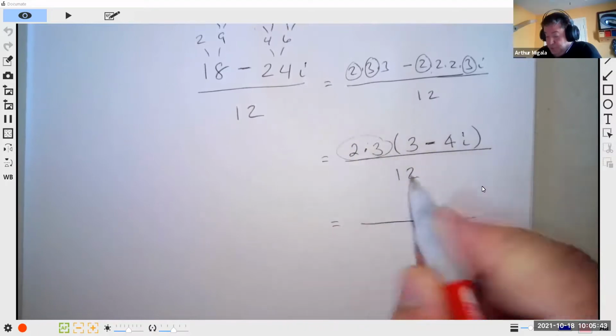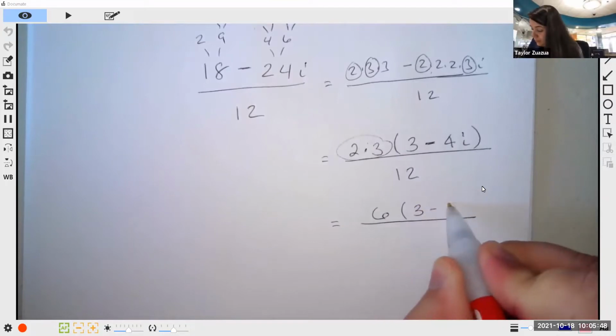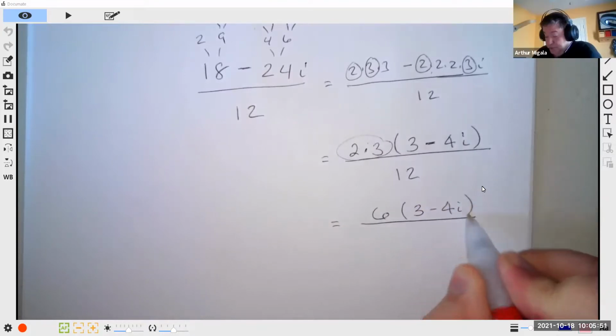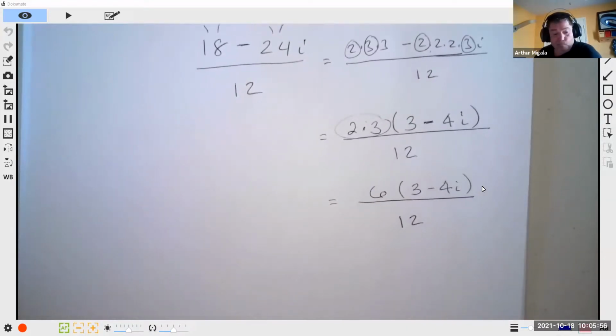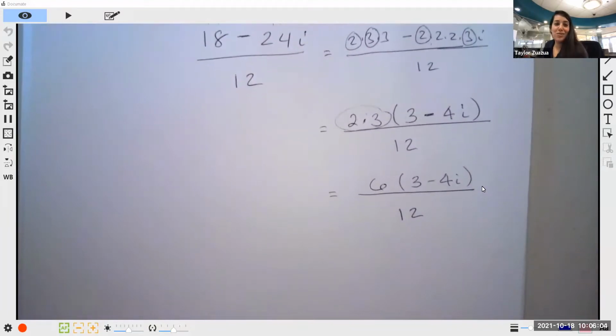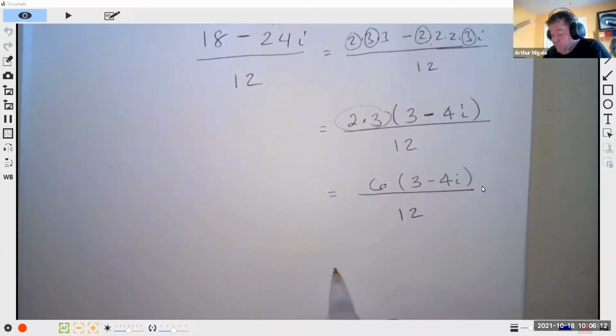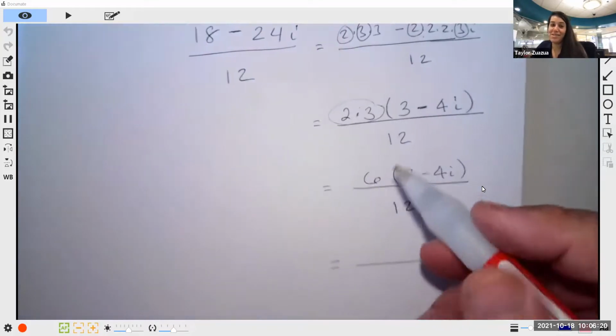So in the front, we have 2 times 3, which is 6. And inside the parentheses, 3 minus 4i over 12. Now what can cancel? Like the 6 and the 12, you could simplify it, right? If you simplify it, what do you get left? I would think 1 over 6, but my brain isn't always right.